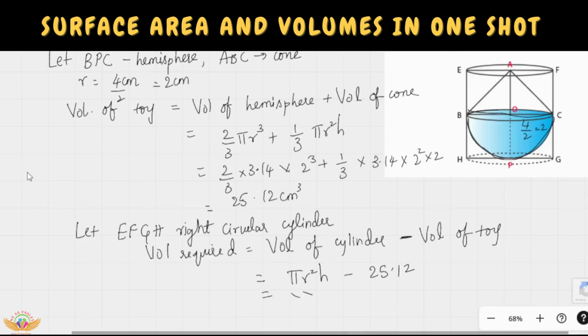22 by 7. Just a minute. That is equals to 22 by 7 into 2 square into 4 minus 25.12. After solving this, even this one also comes around 25.12 only. Not like 50 point some, 50.2 like that. So when you subtract, it will be almost around 25.12 centimeter cubed. Yeah, very simple, but just the logic you have to understand, just substituting the formula and replacing with the values.